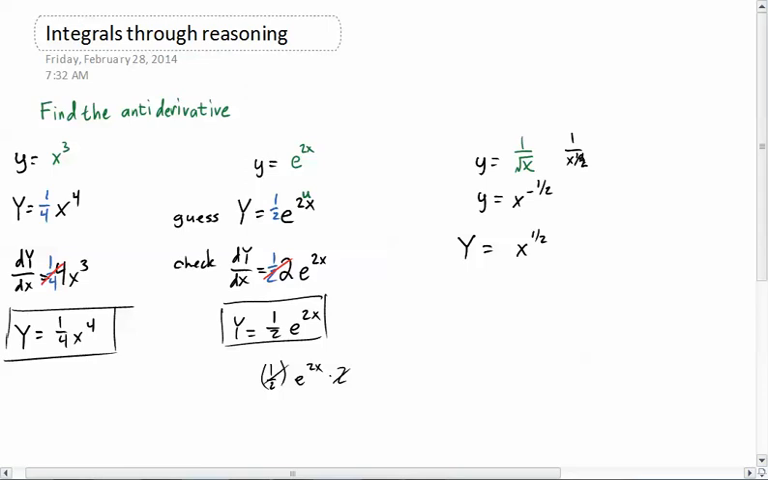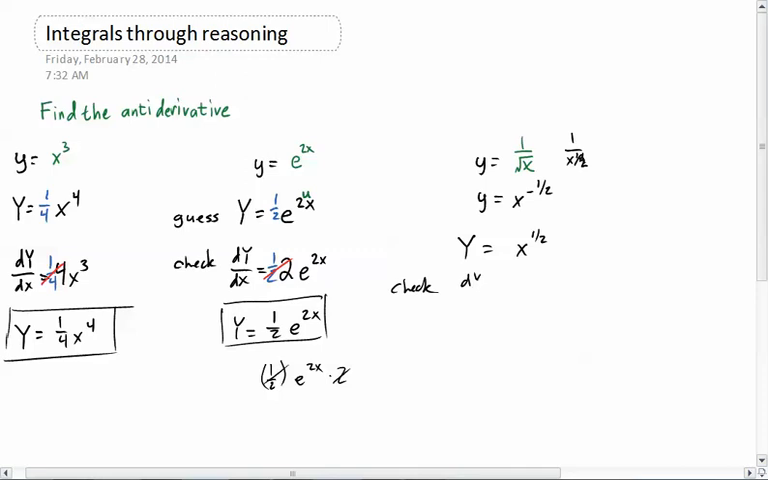Because just like in this one, when you take the derivative, you subtract 1. So what do I subtract 1 from to get negative 1/2? Well, I subtract it from 1/2. So let's check. So here's my guess. I added 1 to the exponent. So now I'm going to check it.